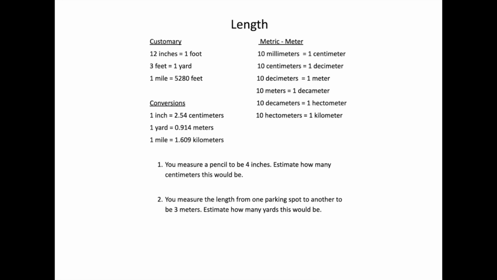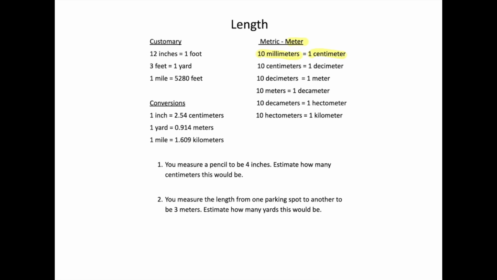Pause the video and take a moment to look at the different measurements. Now, what did you notice? First, the base for length is meter. Next, the metric system works in powers of 10. For example, there's 10 milliliters in 1 centimeter. But then if we take 1 centimeter times 10, we have 10 centimeters that equals 1 decimeter. This makes it really easy to convert within the metric system. The customary system does not work in powers of 10. You need to know the conversion factors to move from one unit to the next.